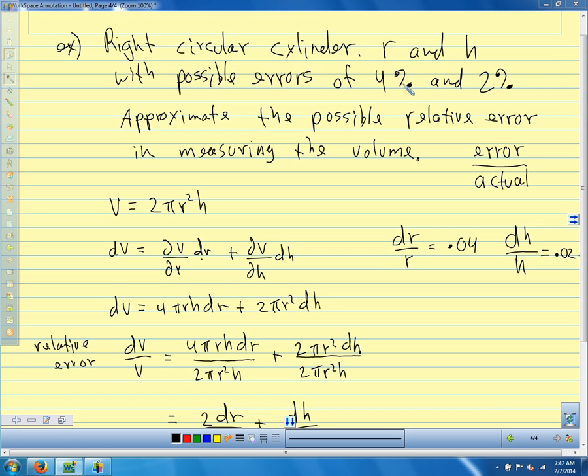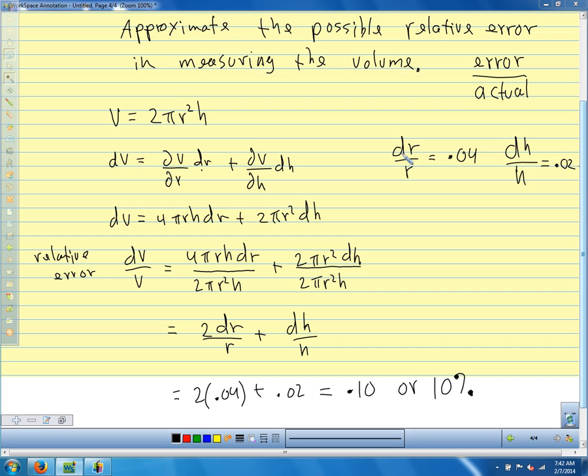So if it said, for example, the right circular cylinder, we measured the radius at 10 centimeters and the height at 20 centimeters, and the error in our measurement was plus or minus 0.1 centimeters. Find the propagated error. Then our dr and dh would be plus or minus 0.1, and we could calculate the propagated error. The propagated error gives us a range of values.